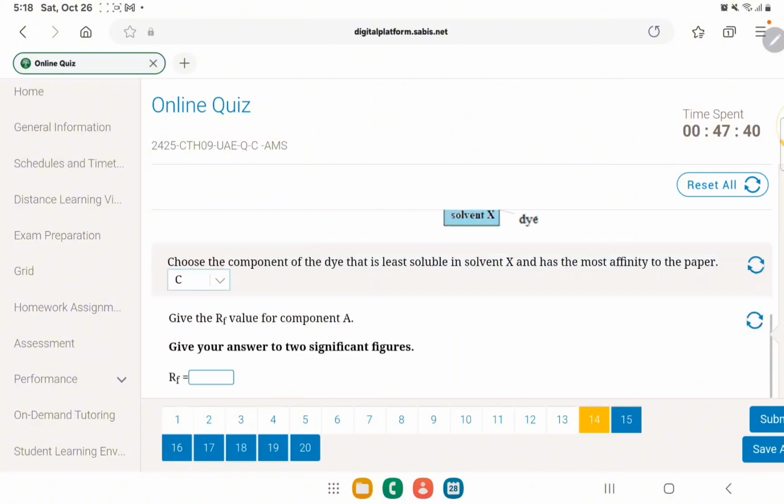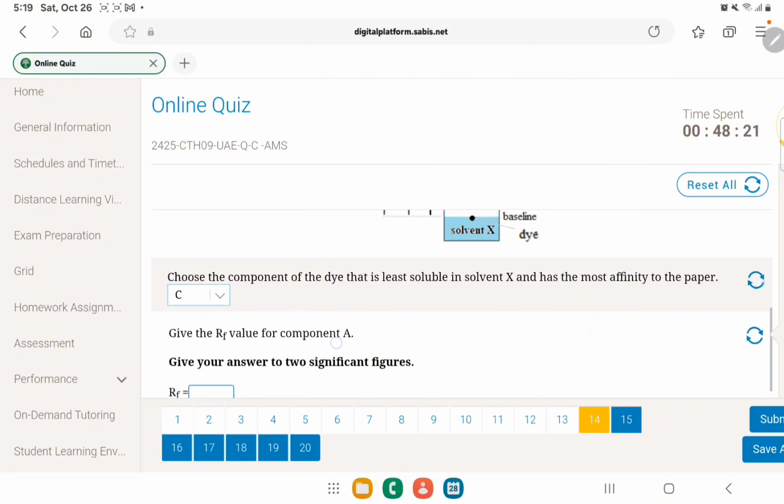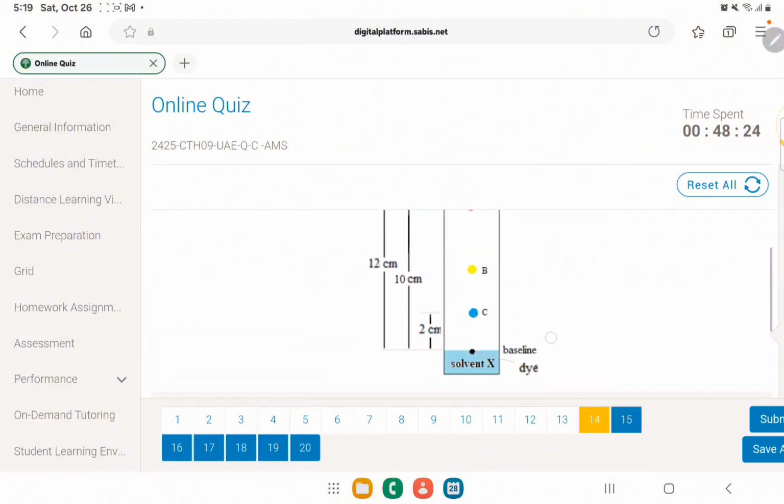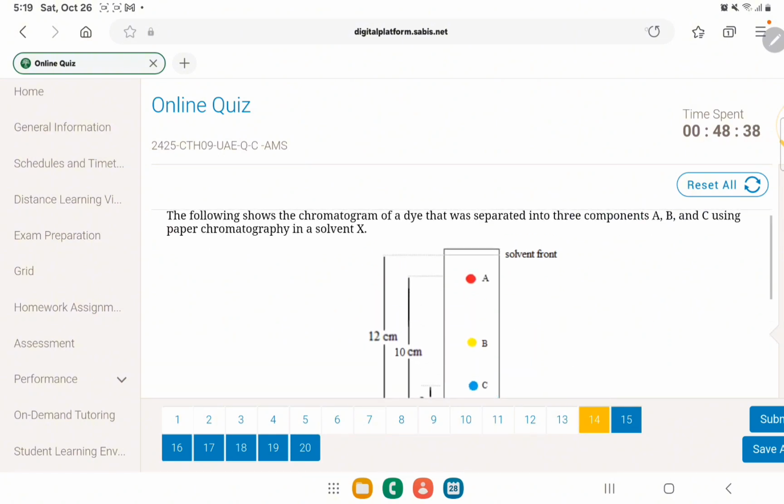And the equation for the Rf value, look here, Rf is equal to the distance traveled by the substance, in this case A, B, or C, over the distance traveled by the solvent. So here they want the Rf value of component A. So where's component A? Here. It's 10 centimeters. So 10 centimeters over the distance traveled by solvent X. So 12. It's called the solvent front, okay?